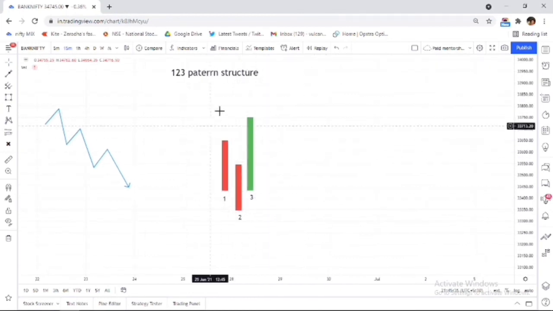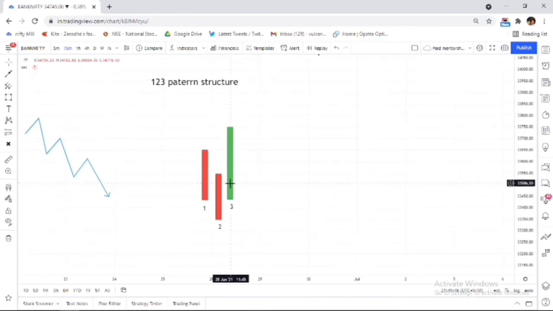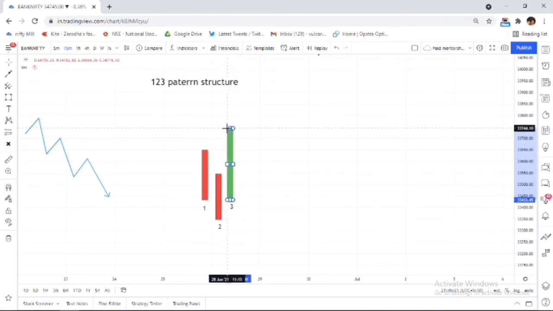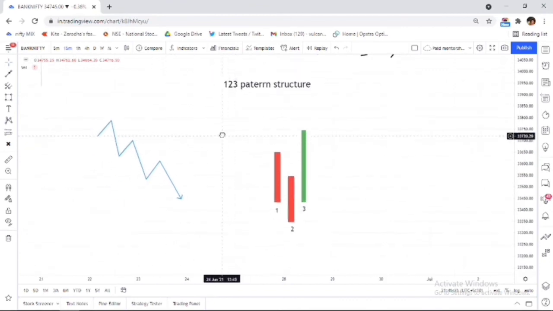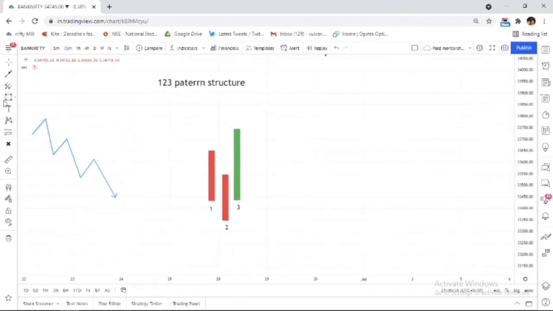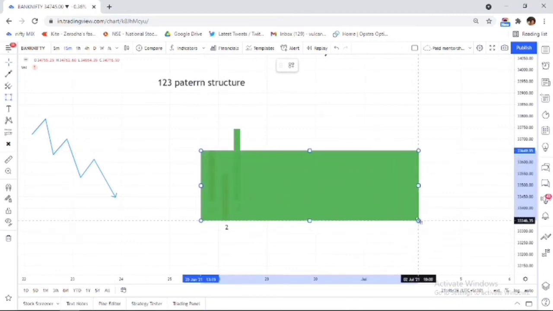There is a particular characteristic of this: the second candle must be lower than the first and third candle. This is very important. The third candle must be higher than the first and second candle, and the third candle must have some impulse in it, a sudden move, and it can also be formed like this. This is also a valid structure. This impulse move is very important, and always remember this characteristic, that the second candle must be lower than the first and third.